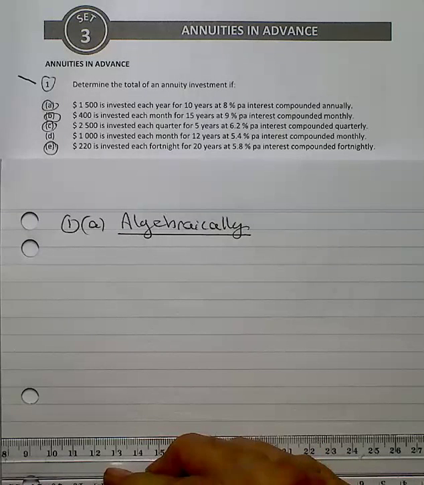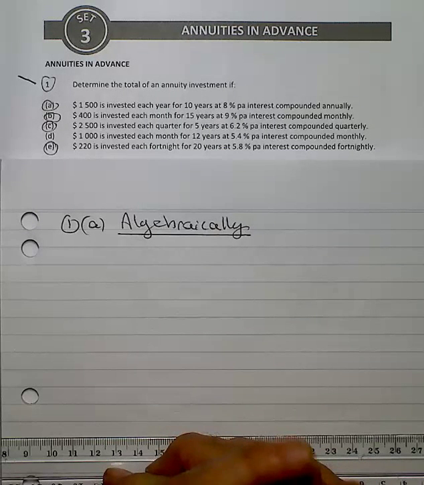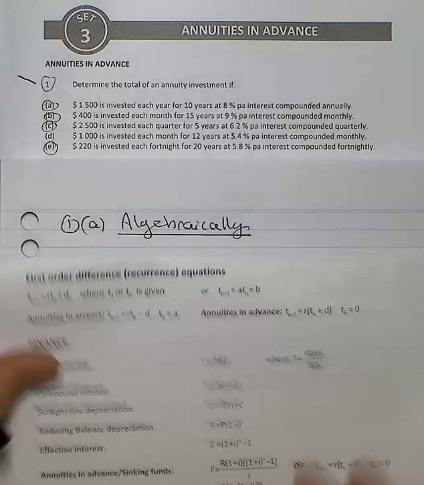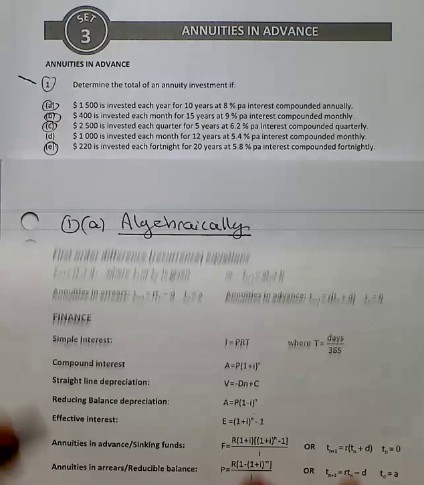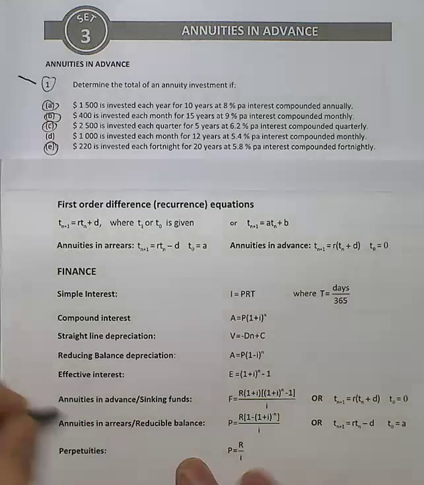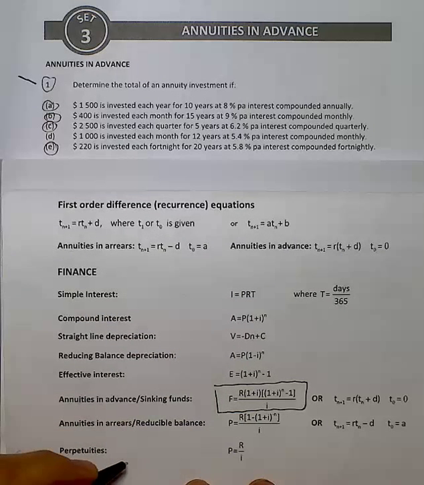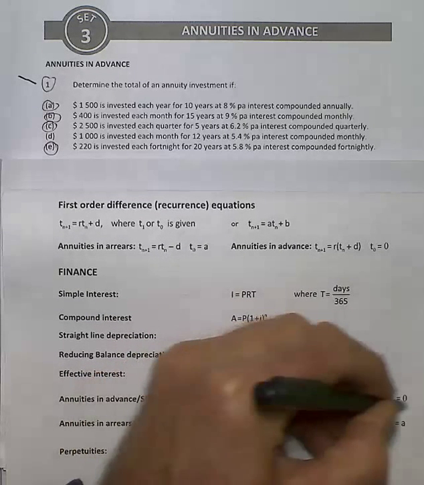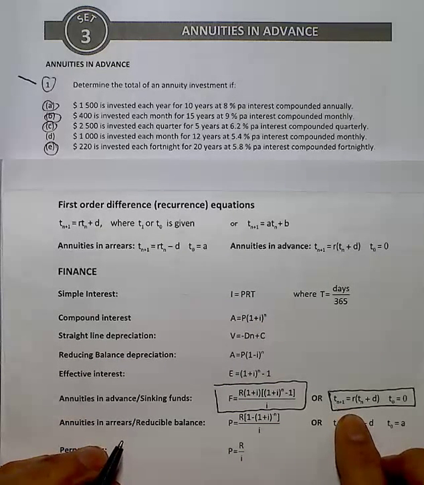Now, a key thing when you're working through these problems is to look at the instruction you're given when it comes to a test or an exam, an assignment. When we say algebraically, we've got two prospective methods to use as per your formula sheet. We can use either the annuities in advance sinking funds formula, the F formula if you like, future funds, or if you've already done the sequences and series unit, you'll be familiar with it, a recurrence formula.